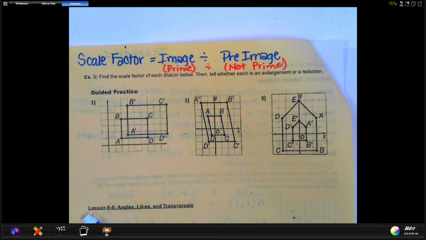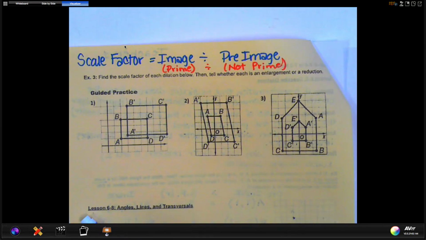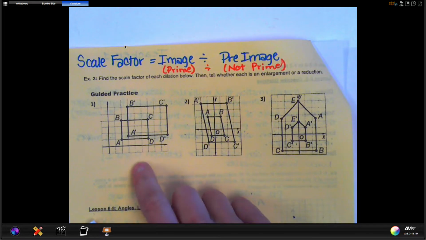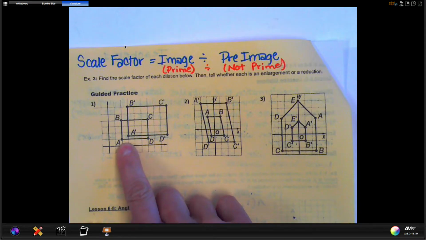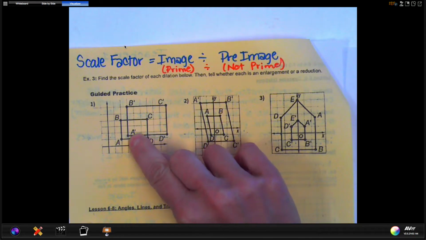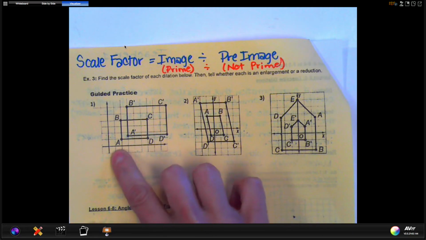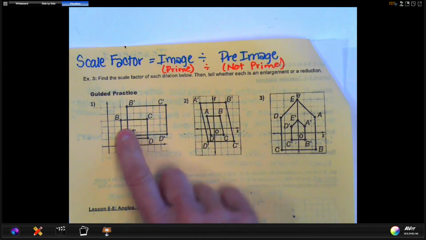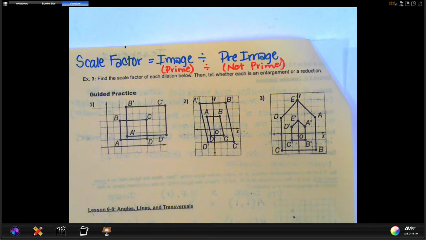And so for me, when I look at number 1, I want to pick something that I know for sure. For example, if I pick A, it's easy to see that's 2, 1, but A prime is in the middle, so I'd be estimating a decimal there. So I don't want to do A. So let's look at B. So B is right on a corner, and so is B prime. So I'm going to use B to find what I need.